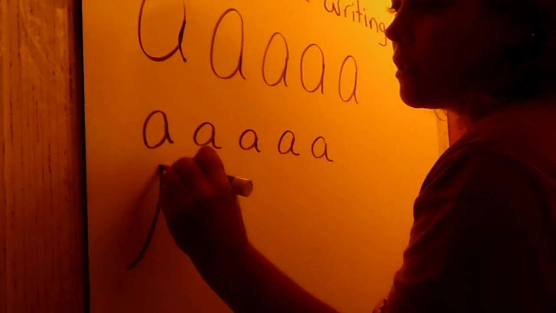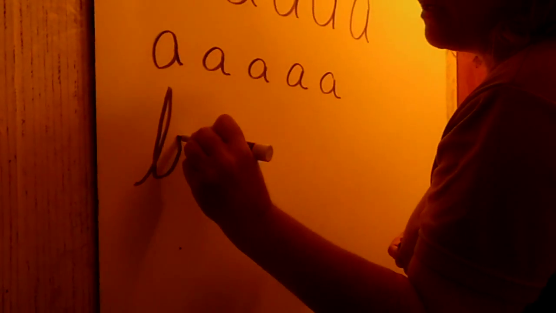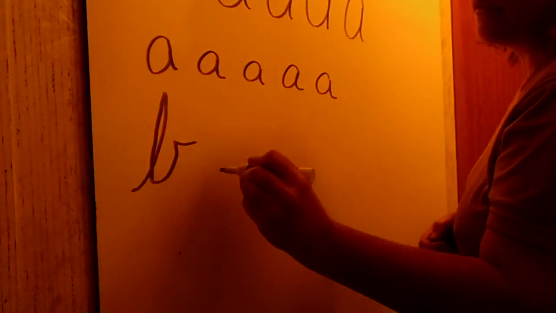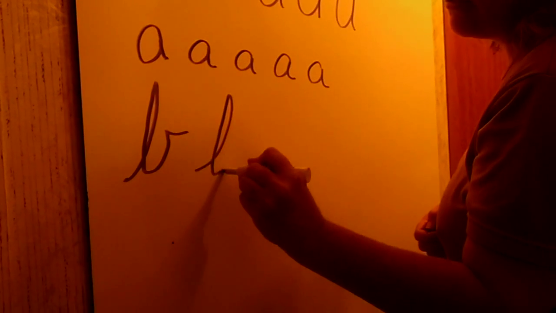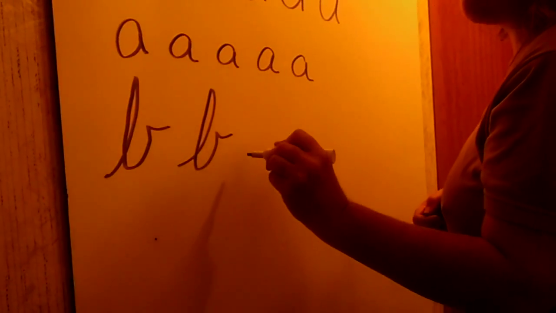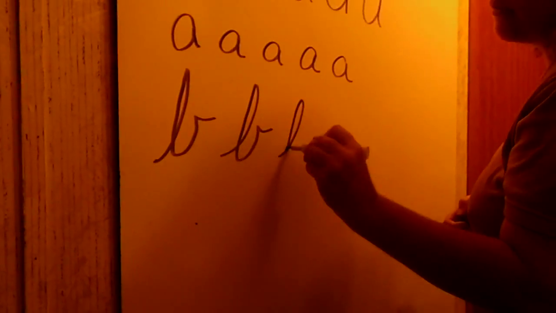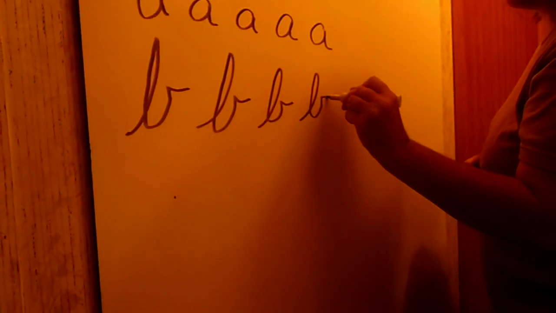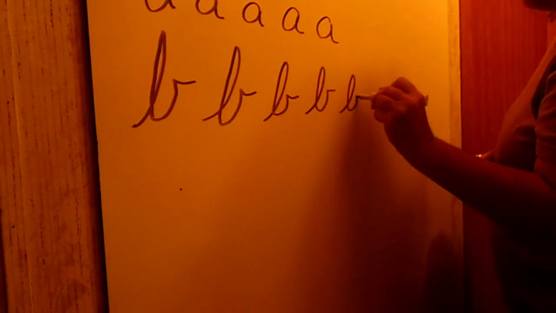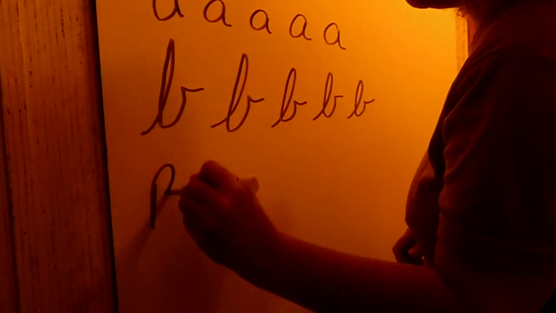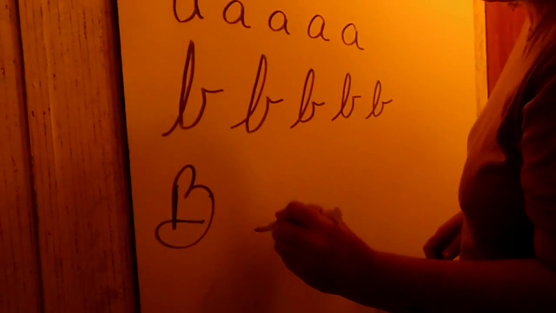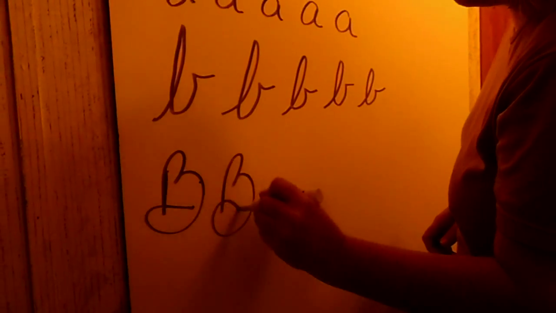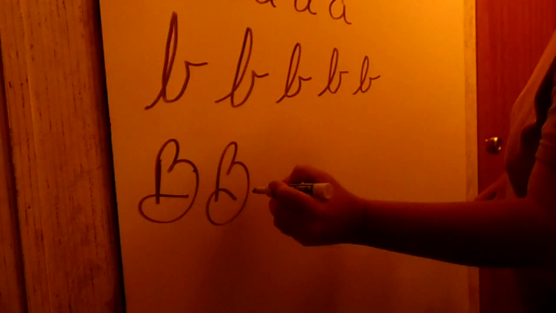B is go up like an L, come up and turn over. L and turn. It's like you're making an R. That's lowercase b. Capital B is going to be just like you make a big B, but you curve it in the bottom.